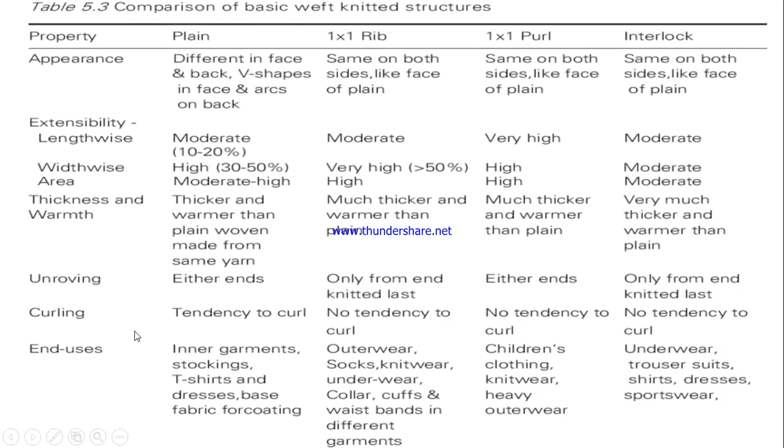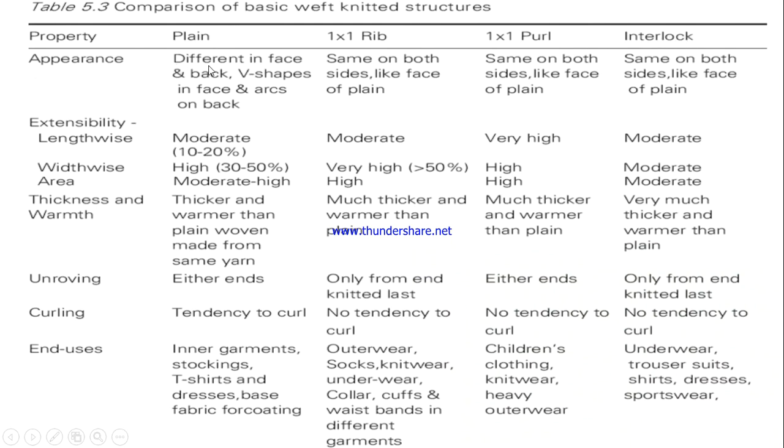So this table is showing a comparative analysis of these four weft knitting structures: plain, rib, purl, and interlock. So plain, 1:1 rib, 1:1 rib is the basic rib structure, 1:1 purl, and 1:1 interlock structure. Interlock structure is generally not called 1:1, but still you can understand it is 1:1 interlock structure.